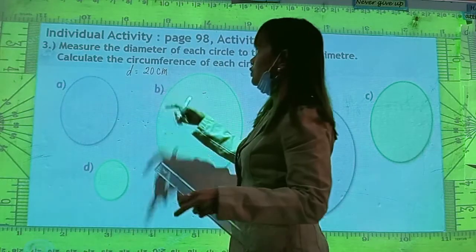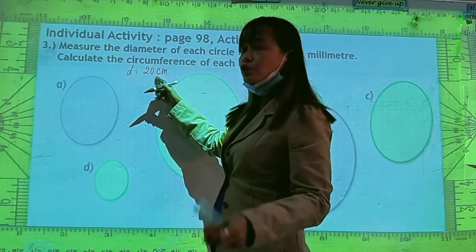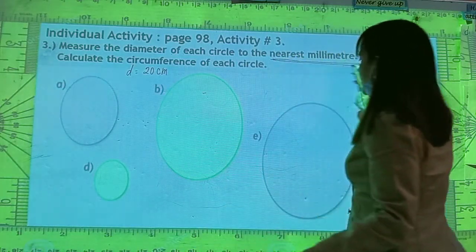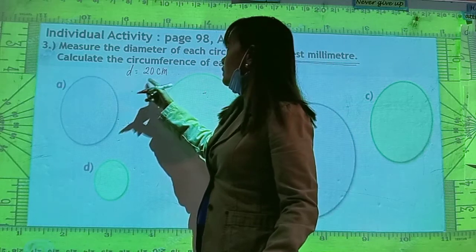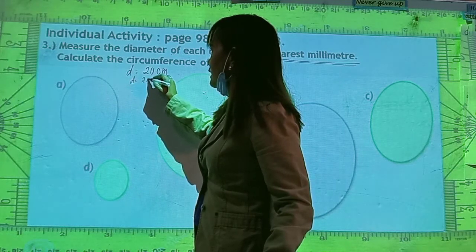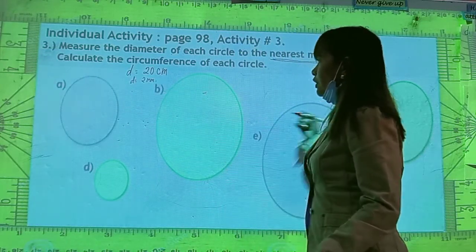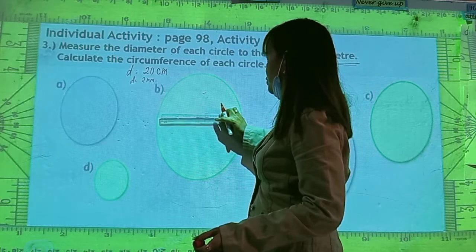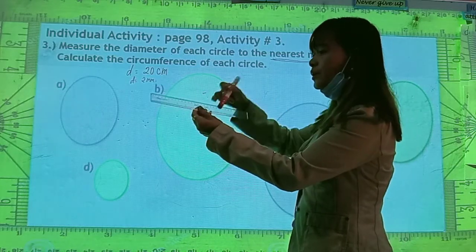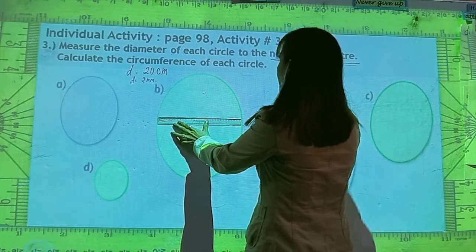So we are going to measure the diameter of each circle to the nearest millimeter. If this is 20 centimeters, you are going to measure it in millimeters. So how many is this one? If this is 20 centimeters, in millimeters the diameter is equal to 2 millimeters. Then all of these you are going to measure the diameter in millimeters. If your ruler is in centimeters, you are going to convert it into millimeters.